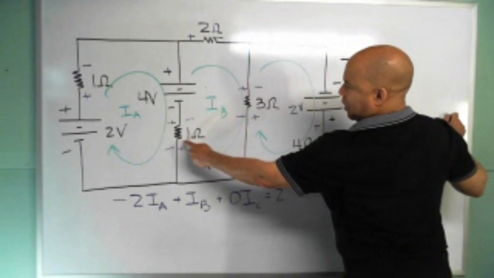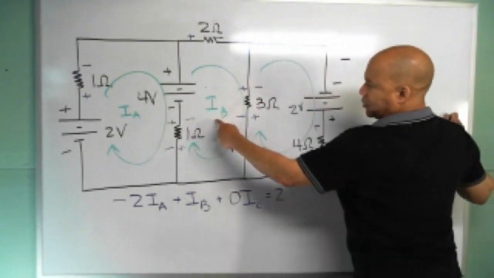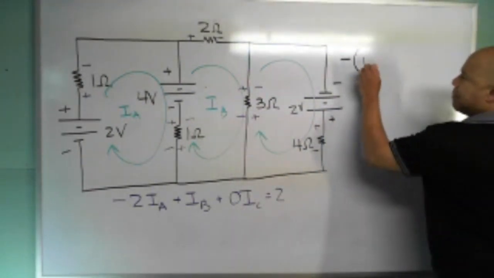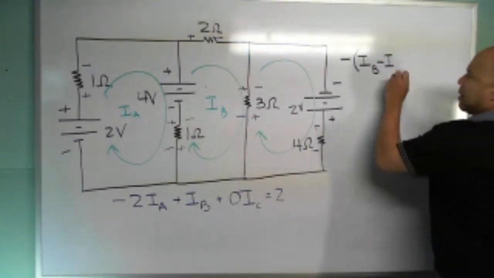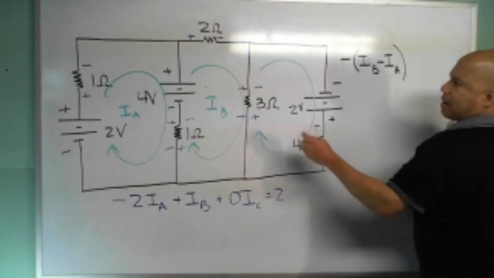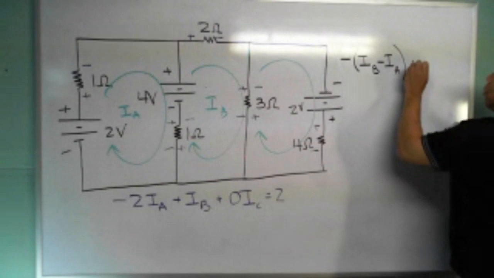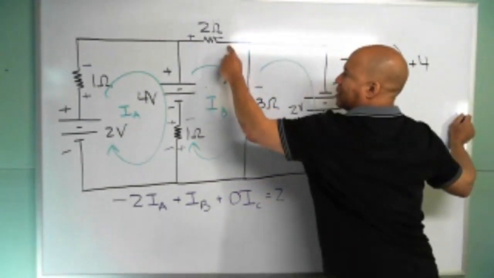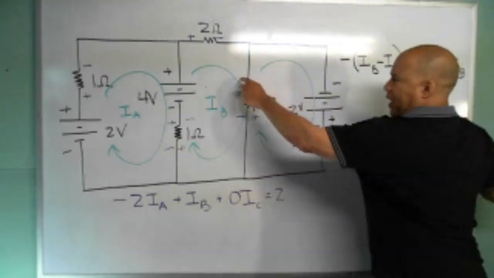I have a resistor where I'm sharing two currents. So I'm in the IB window, so I'm going to write IB first. So it's a minus IB minus IA, right? And then I go from a minus to a plus, so that's a +4. And I go from a plus to a minus, so that's a -2 IB.